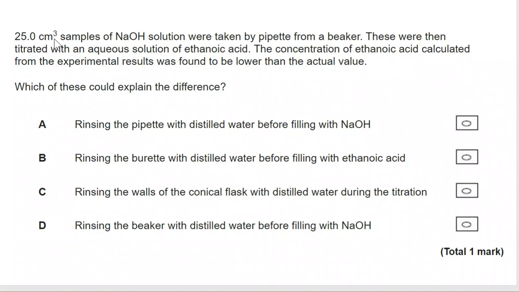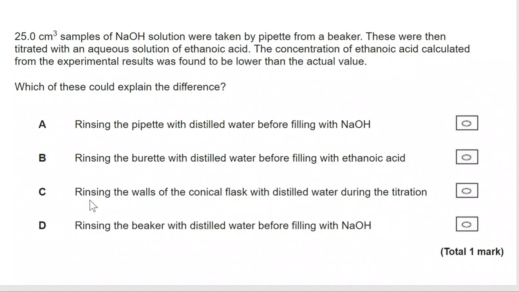We've got a 25 centimetre cubed sample of NaOH, that's going into a pipette, and we are then titrating with aqueous ethanoic acid. So the ethanoic acid goes in the burette. The concentration of the ethanoic acid calculated was lower than the actual value. So how could we explain the difference? Well, I'm going to go through and take a look at each example in turn.